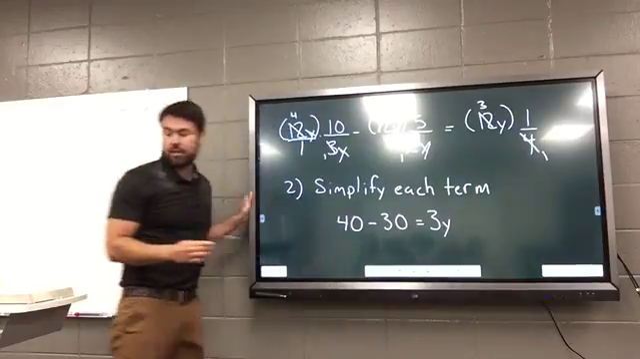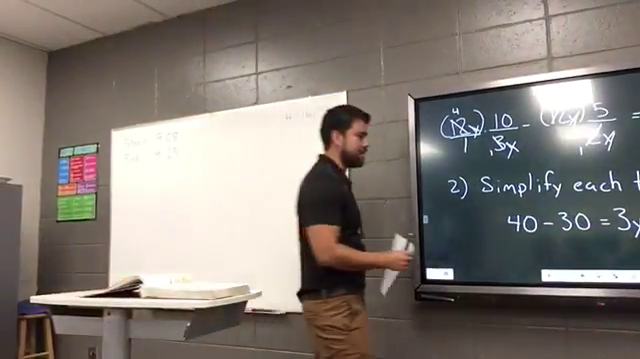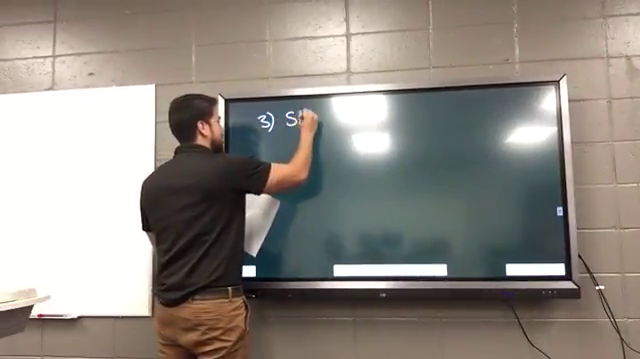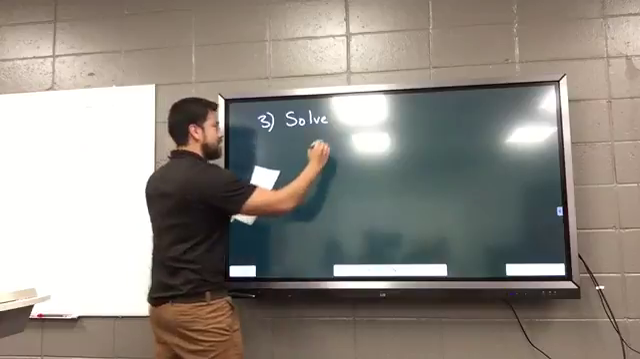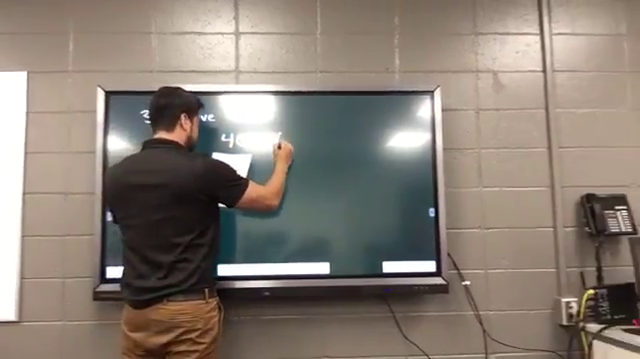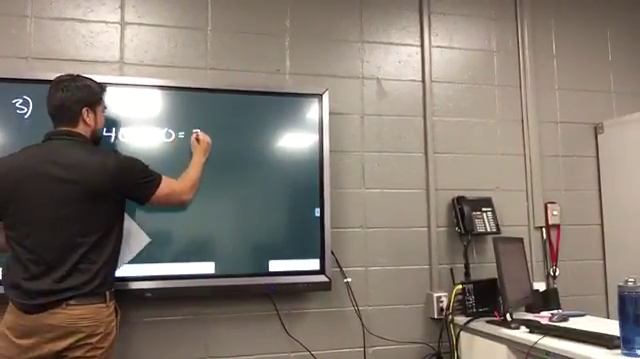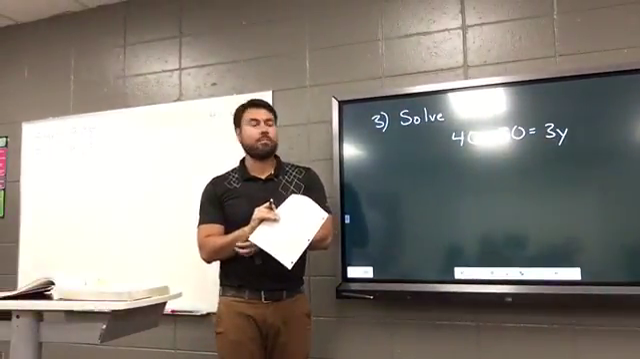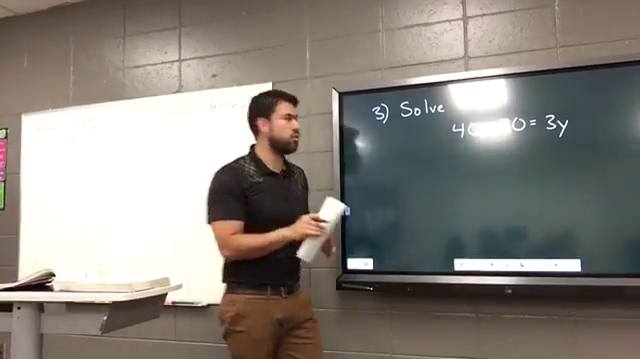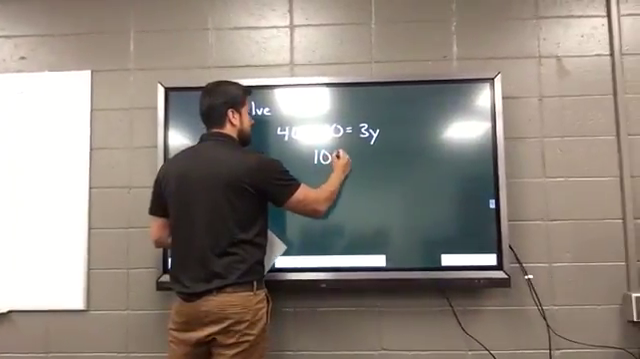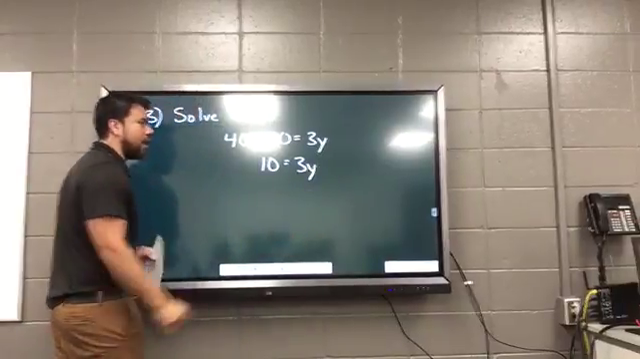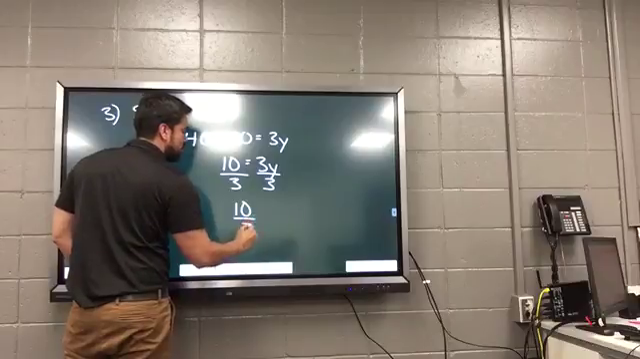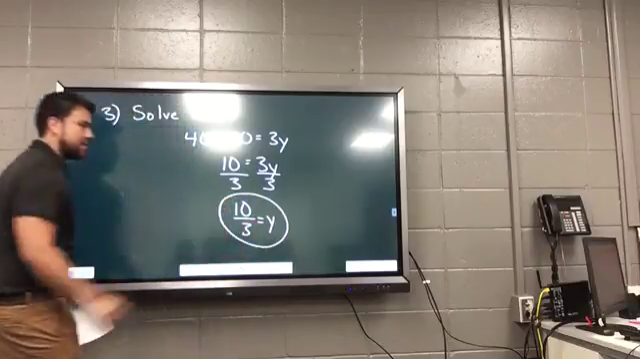So now, my third step. Solve. So here it is: 40 minus 30, I'm just rewriting it again, equals 3y. All right, you want to simplify both sides. You want to make both sides as simple as you can. What's 40 minus 30? 10 equals 3y. How do you solve for y? Divide by 3. I get 10 thirds equals y. That's the answer.